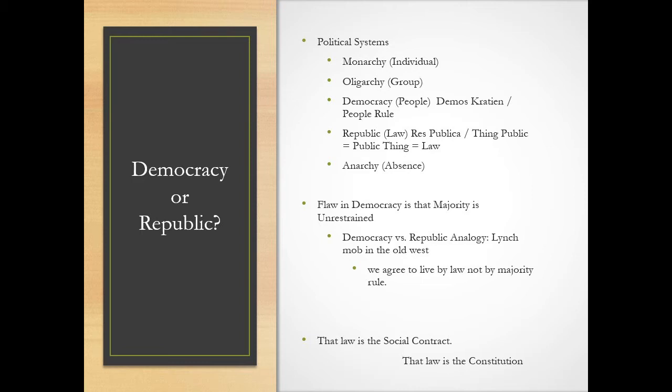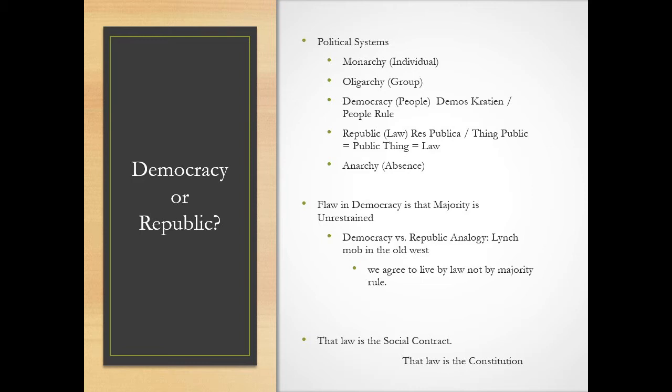First, you have a monarchy. You know this word, the rule of a king, the rule of one, a king, a queen, a czar, a czarina, a pope, a dictator, a tyrant. The rule of one, no matter what you call that one, it's the rule of an individual, a monarchy.